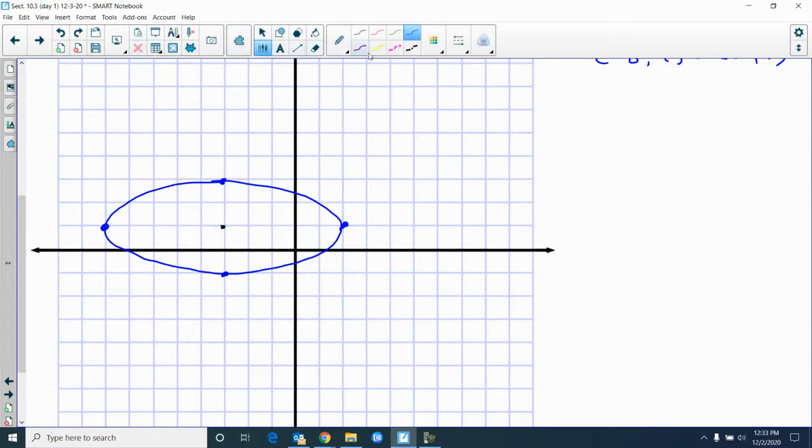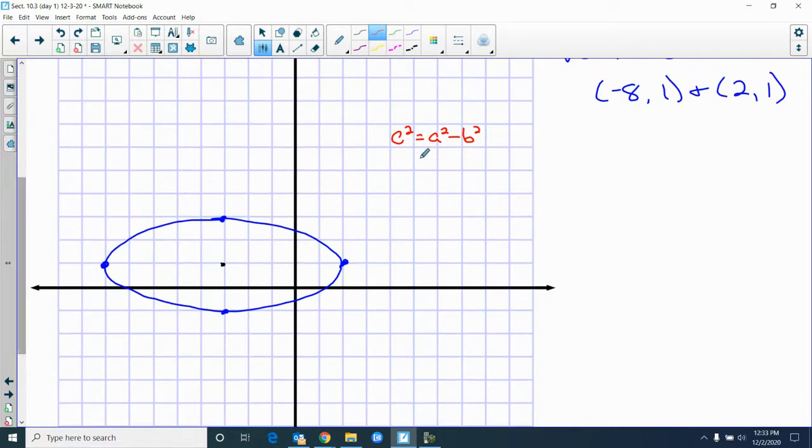Well, we're going to use that fact again. C squared equals A squared minus B squared. Well, we don't know what C is, but the A squared is the bigger number. A squared is 25. B squared is 4. C squared equals 21. C equals the square root of 21. Just leave it like that.